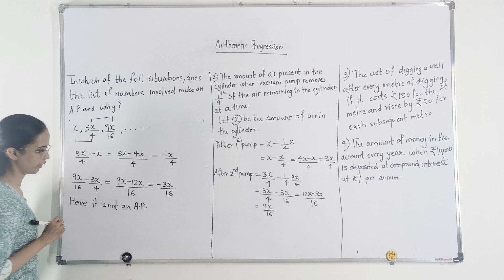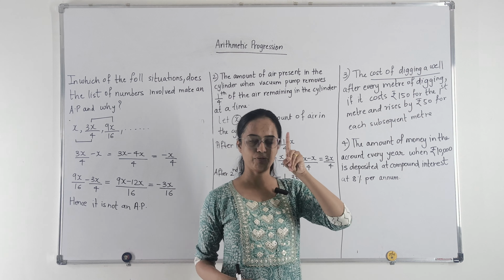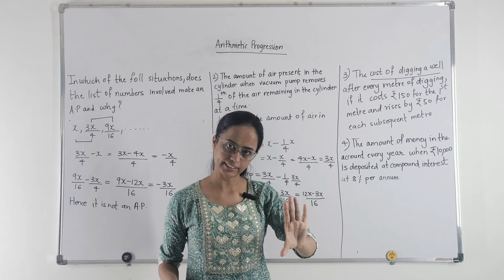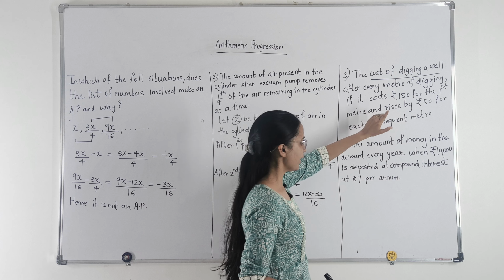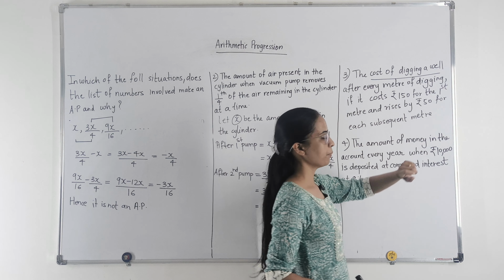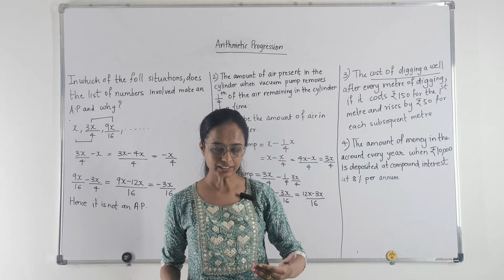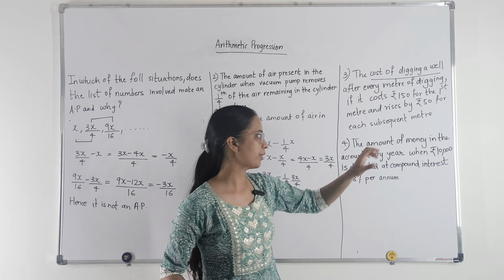तो अभी जो सीक्वेंस बनेगा वो सीक्वेंस बेसिकली कॉस्ट के लिए बनेगा. किसके कॉस्ट के लिए? जो वेल अपन डग कर रहे हैं उसके लिए. And this cost would be depending upon the number of meters or the length of the well that has been dug. सो उन्होंने कहा है कि सबसे पहले मीटर के लिए, for the first 1 meter the cost is 150 rupees, and then for every subsequent meter, meaning for every next meter, the cost rises by 50.